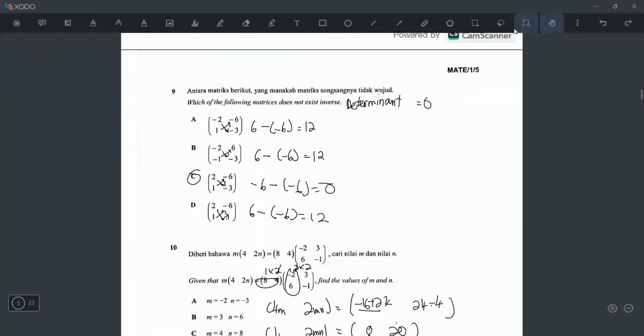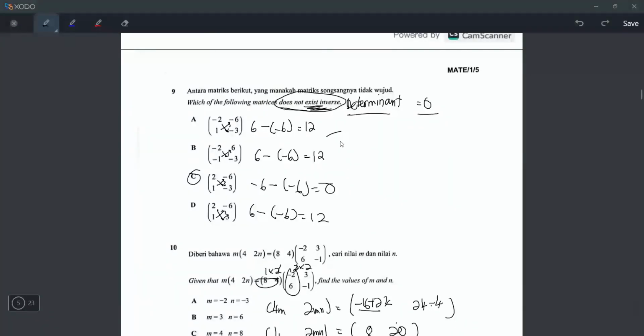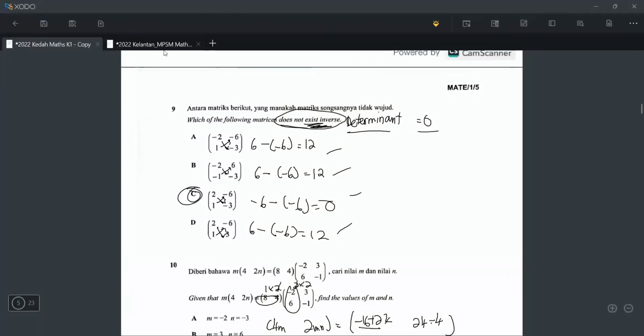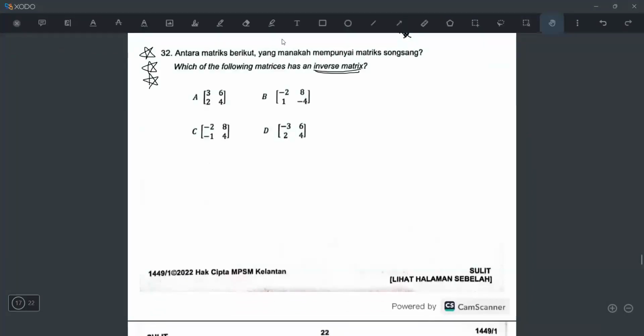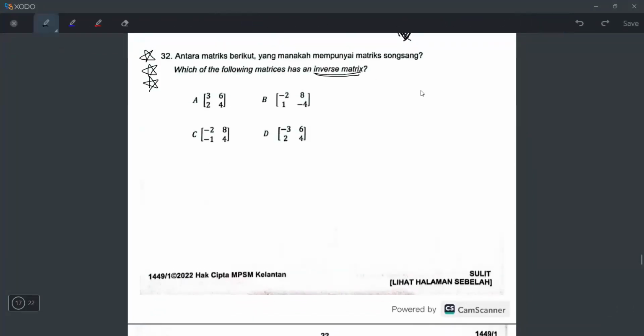So this is question 9. Which of the following matrix does not have inverse? Does not exist inverse? So what I do is I say determinant equals 0 and I find the determinant, so the answer is C. Okay. If you want the full explanation, just go and find the Kertas video and watch it yourself. But now I want to come back here. I just want to show you that this question comes out 2 times already.